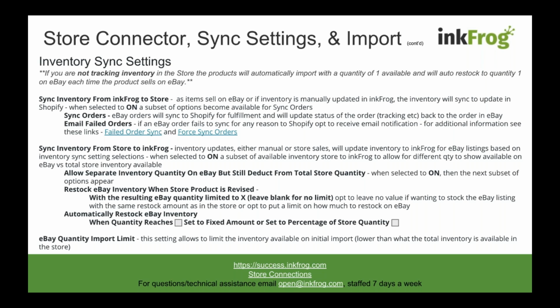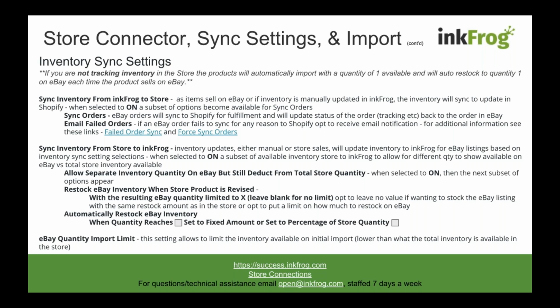So once you have the allow separate inventory quantity set to on, then a subset will also come up for restock eBay inventory when store products revised. So what that means is that when you restock inventory in your Shopify, BigCommerce, or Amazon, then you can have it so that it will restock to inkFrog and eBay as well.